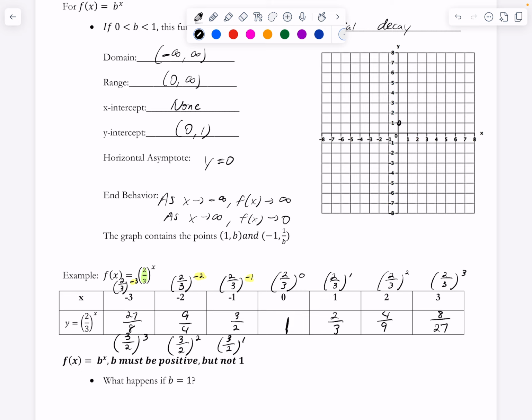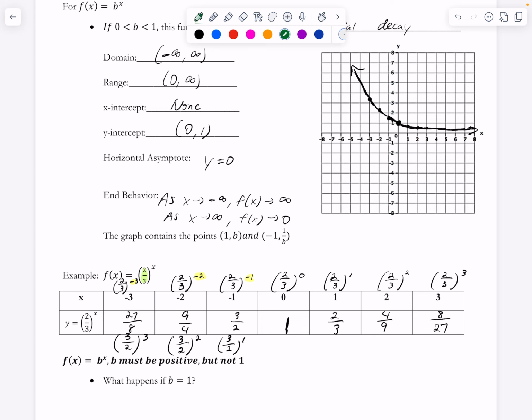I'm going to plot these points from one of my parent exponential decay graphs. So (0, 1), and then (-1, 3/2), which is 1.5, (-2, 9/4), which is 2.25, and then (-3, 27/8), which was just under 3.5. When I plug in 1, I get 2/3, and this is going to get closer and closer to 0. So how this works is that the curve is getting closer and closer to the x-axis as we move to the right.